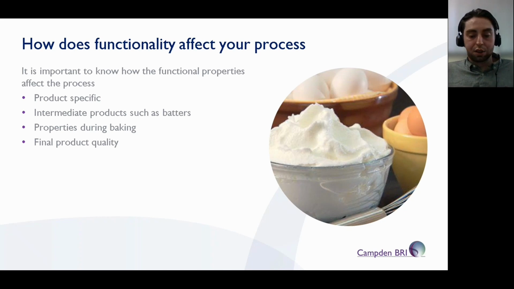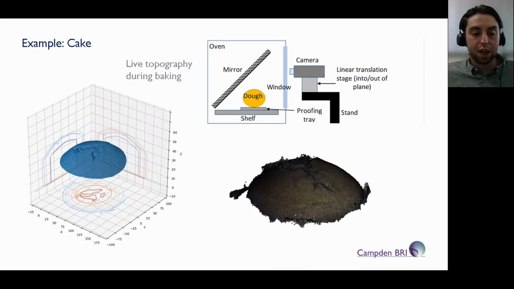So yeah, one other key thing that we can look at is the cake during baking. So this is again an example for cake. We have an oven with a camera set up to it, which can look through and measure the height to the top of the cake and measure the rate of expansion of the cake. We can relate this to the cake rheological properties as well.